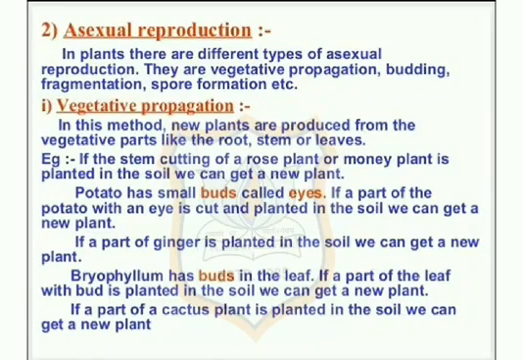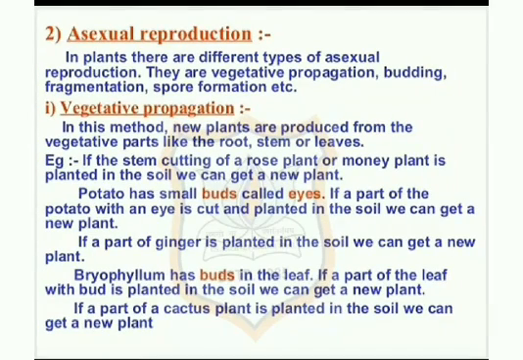Firstly, we will study about vegetative propagation. In this method, new plants are produced from the vegetative parts like the root, stem or leaves. For example, if the stem cutting of a rose plant or money plant is planted in the soil, we can get a new plant. Potato has small buds called eyes. If a part of the potato with an eye is cut and planted in the soil, we can get a new plant. If a part of ginger is planted in the soil, we can get a new plant.